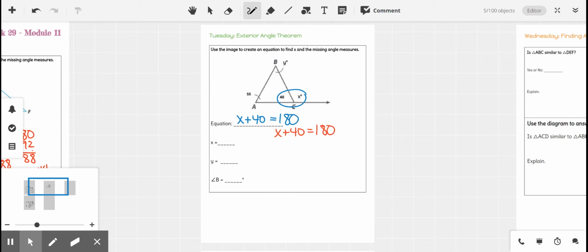All right, I'm going to subtract 40 from both sides. And this is going to give us 140. And this is what x is equal to.